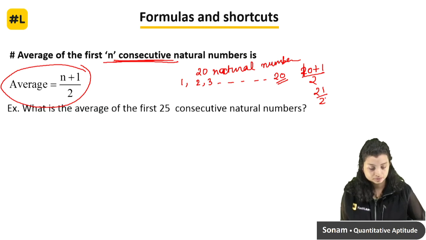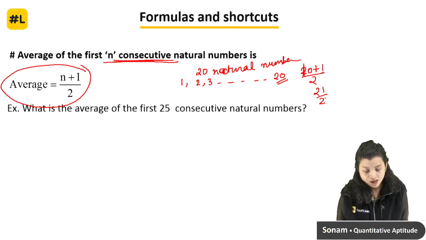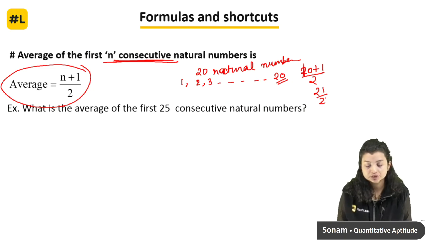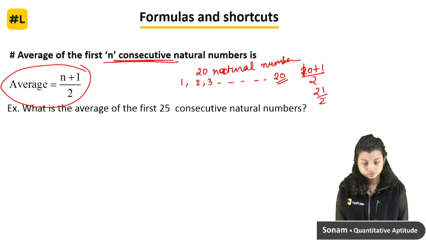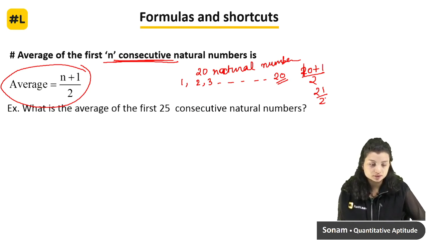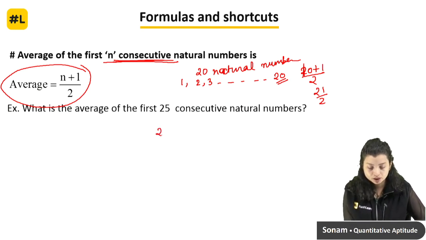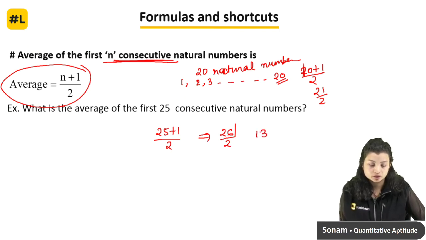Okay, try this example. Average of first 25 consecutive natural numbers. Yes, Gurunath, your answer is correct. It will be 13. So what you will do, simply 25 plus 1 divided by 2, that is 26 by 2, and when you solve it, it will be 13. Correct? So this formula will be very handy when you get different questions based on it. We'll see where you will get it.